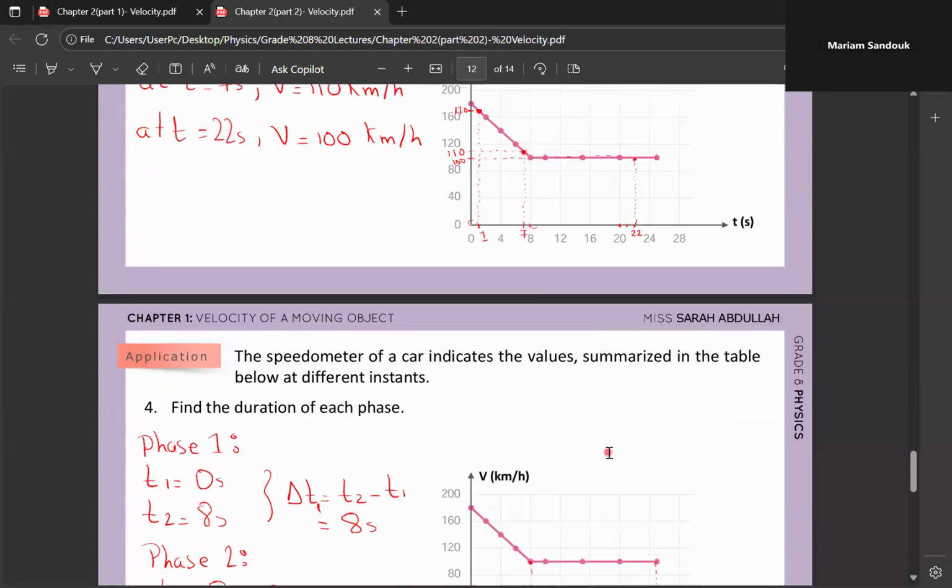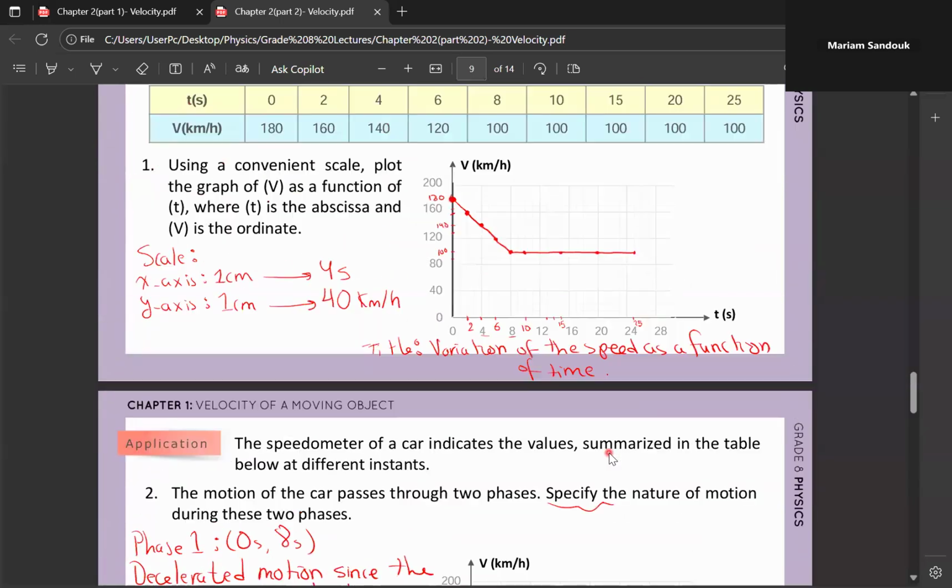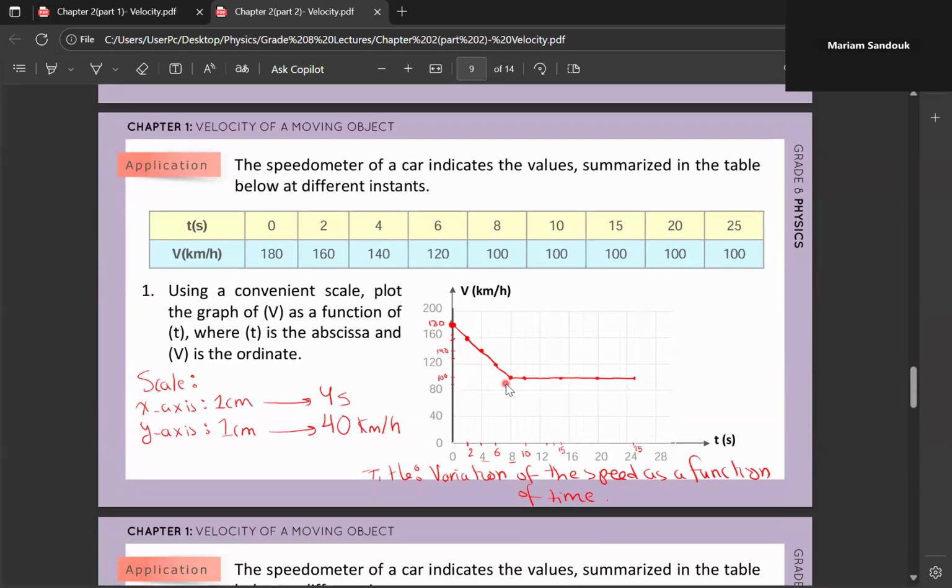Okay, so let me ask you a question. Can you notice this straight line? Can you specify the nature of motion?